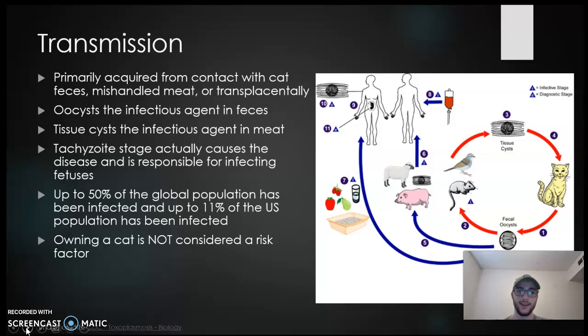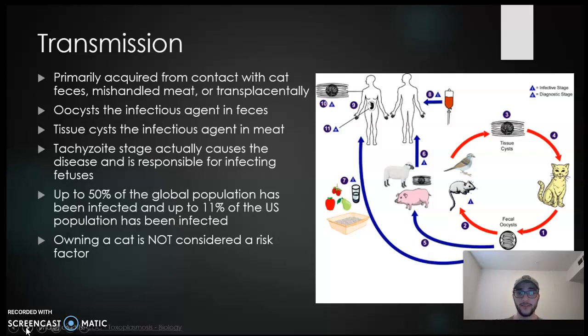The tissue cysts are what infect the meat, and then the disease-causing stage, the tachyzoitic stage, is what's actually responsible for infecting. They cross the placenta and infect the fetuses. And in rare cases, you can also contract the disease if there's an active tachyzoitic infection in a blood transfusion. But that's very rare, doesn't happen very often. And it's a very infectious disease, very successful. However, it's not transmitted person to person at all, so it's not contagious.